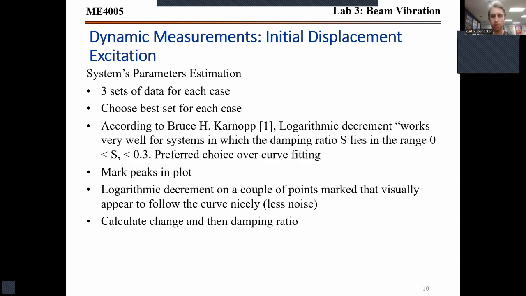Logarithmic decrement works better for a small curve where the actual damping ratio is small. So first, you have to mark the peaks in the plot. Visually, I just found the ones that seem to have the least amount of noise and follow the flow of the curve the best. Then you calculate the change from that, and then you get the damping ratio.